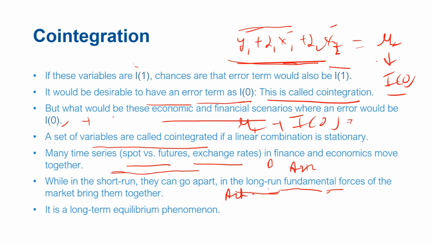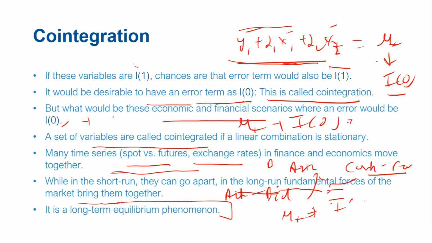For example, ask minus bid cannot increase infinitely; it has to be range bound. Similarly, cash equity minus future, the gap cannot increase infinitely; it has to be range bound. And this kind of long-term equilibrium phenomenon is called cointegration, which reflects some kind of fundamental structural relationship between time series variables. There can be 2, 3 or more variables, and if we find their linear combination, which we are calling mu t or error term, to be stationary or I(0), then these variables are called cointegrated.